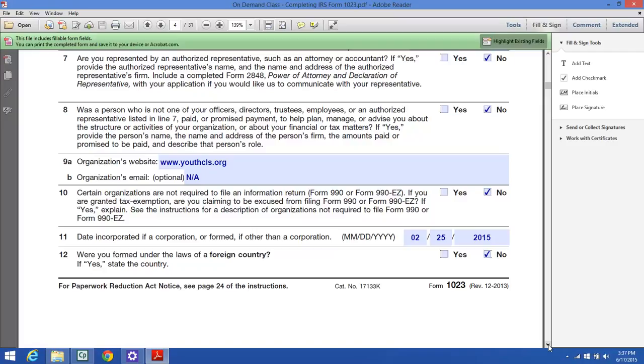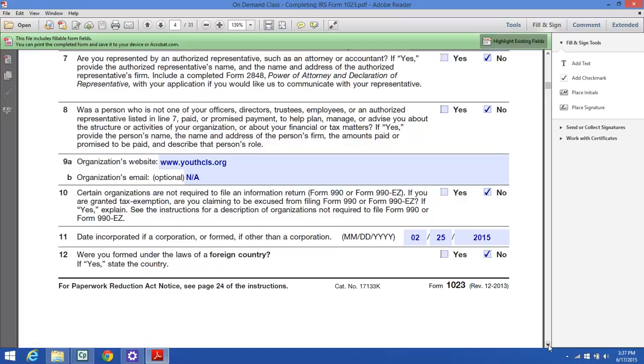Number 8, was a person who is not one of your officers, directors, trustees, employees, or an authorized representative listed in line 7, paid a promised payment, and so on and so forth. I'm not even going to read that full question, because if you answered no in 7, then the answer in 8 would also be no.